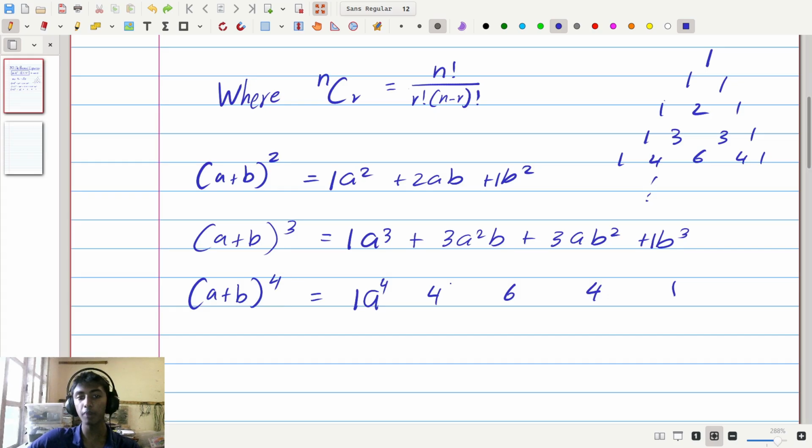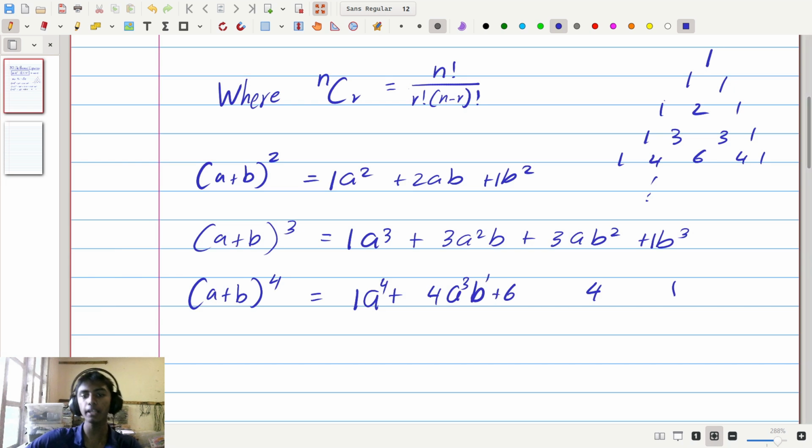So therefore b's power here is 0, and anything to the power of 0, when that thing is not equal to 0, is going to be 1, meaning that 1 times a to the power of 0, a to the power of 4 times b to the power of 0 is just going to be 1 times a to the power of 4. Now, the next term here is going to be 4 times a to the next power, which is going to be a to the power of 4 minus 1, so a to the power of 3, times b to the power of that number, which is going to be b to the power of 1.